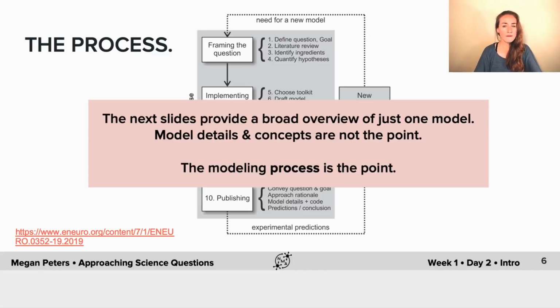And I want to preface these next few slides by saying that this is one model from one tiny corner of what might be called computational neuroscience, or in this case, cognitive psychology and cognitive neuroscience. And so some of the details and the concepts and the background knowledge may be unfamiliar to you, just like a couple of the things I talked about yesterday, and that's totally okay. So the point of what we're doing right now is to walk you through and pay attention to the modeling process, not the details.